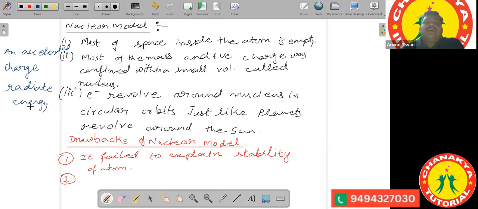So hence, the nuclear model of the atom could not explain the stability of the atom. If the atom is like this, as described by the nuclear model, how is it stable? Why are the electrons not moving into the nucleus? However, he said that they were similar to the planets, but they cannot be similar to the planets. There are quite a few differences between them.